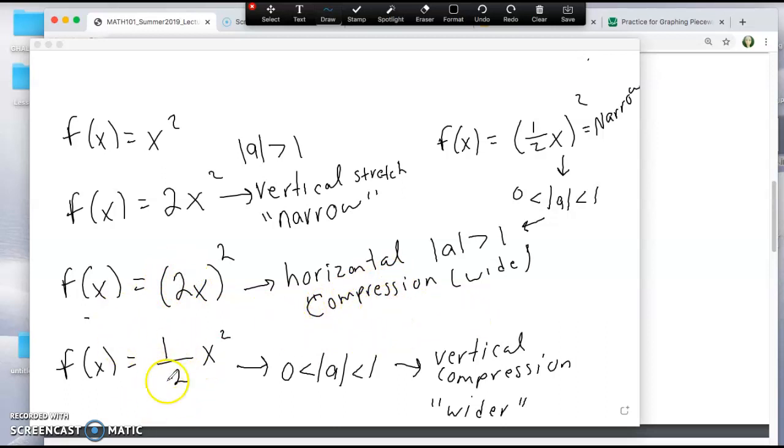If I'm multiplying the function again, here is similar to the first one, 2x squared. I'm multiplying 1/2 times the function, x squared. 1/2 is between 0 and 1, so it's a vertical compression. It gets wider. Here, we are multiplying 1/2 times x, not times the function. We're multiplying times x, so it gets narrow. It's going to be a horizontal change. Since it's between 0 and 1, it gets narrow. So now let's take a look at how the graphs look.